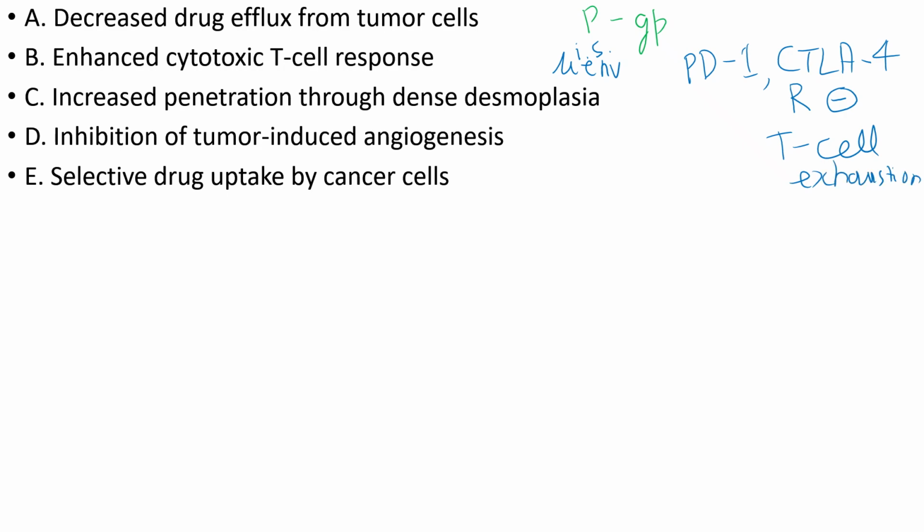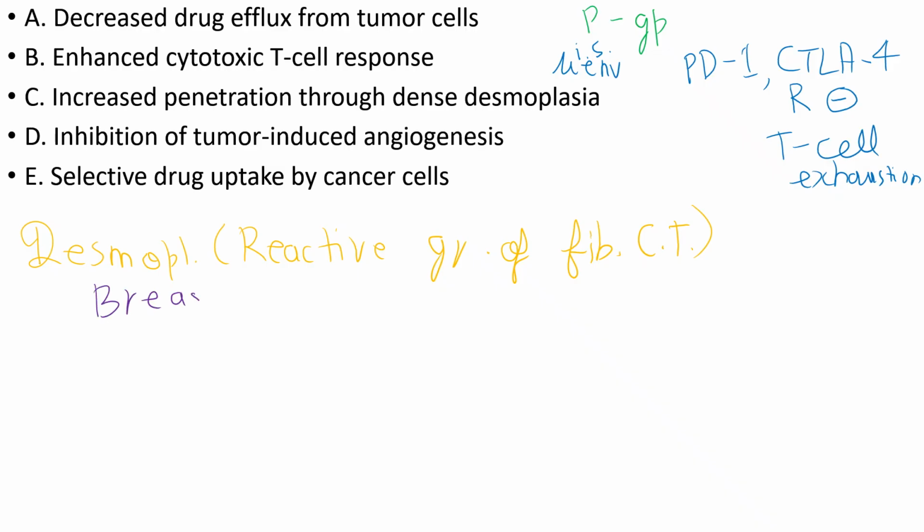Then, increased penetration through dense desmoplasia. Now, what is desmoplasia? First you need to understand that. Desmoplasia is nothing but reactive growth of fibrous connective tissue, which occurs in response to certain tumors. Which tumors? This also you need to know. Breast carcinoma and pancreatic carcinoma. Desmoplasia is very often tested in USMLE, PLAB and NEET PG.